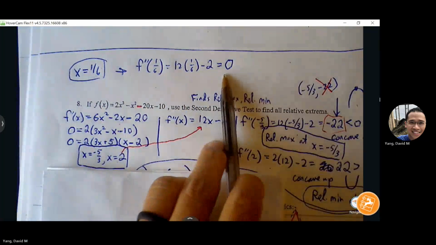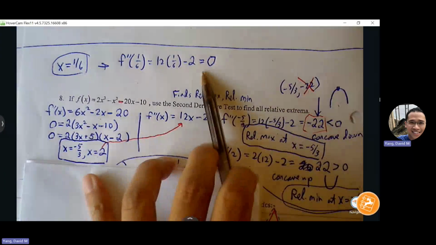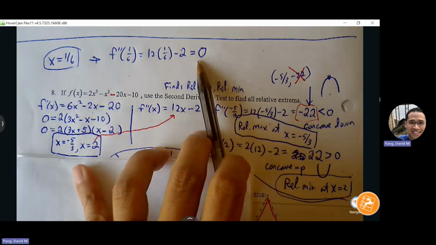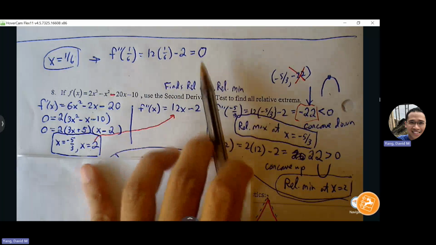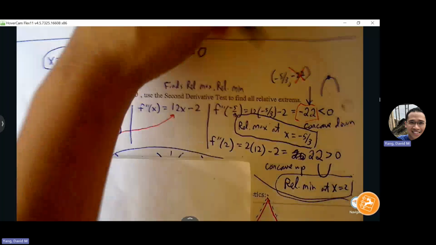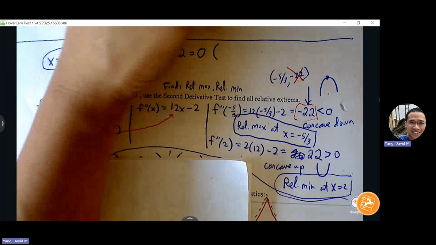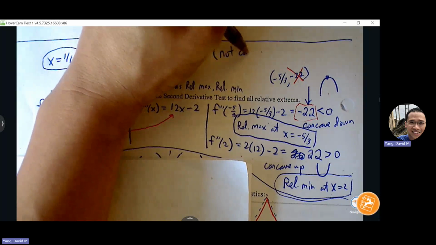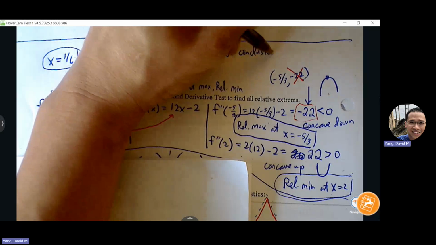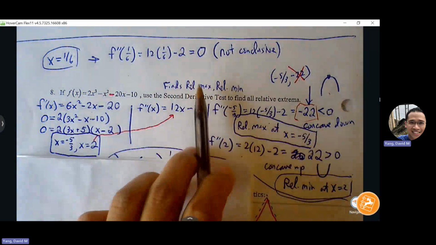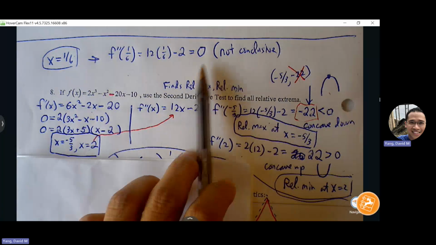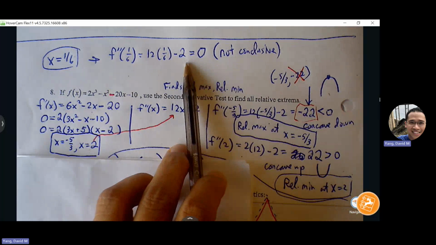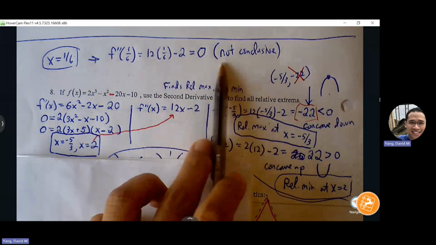Now, this is neither concave up nor concave down, so we're not able to visualize what's happening here. If your second derivative is giving you a 0, what can we say? It's not conclusive. We don't know what's going on. It could be a relative max, it could be a relative min, or neither, but we have to go back to the first derivative test because this is not going to help us.